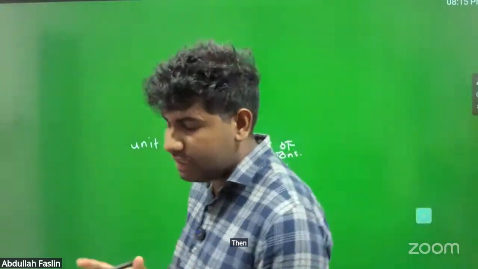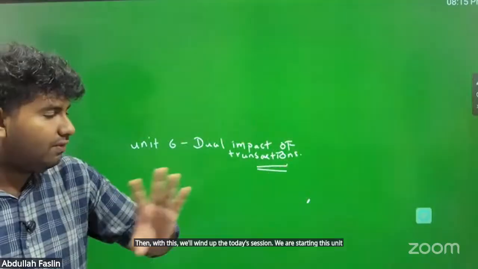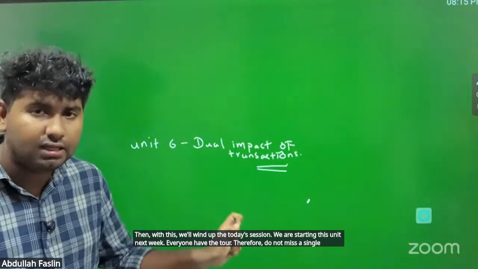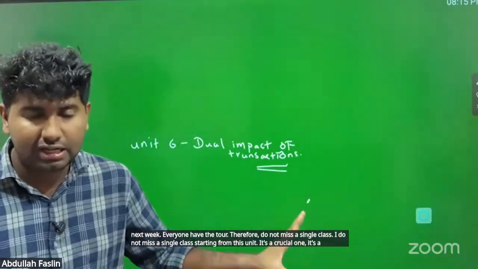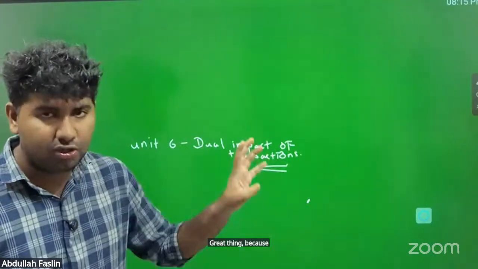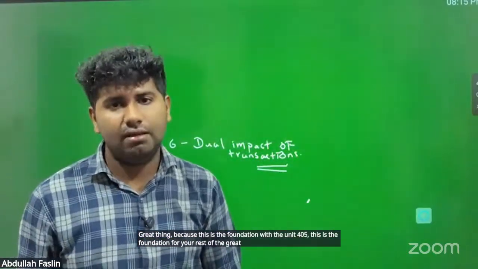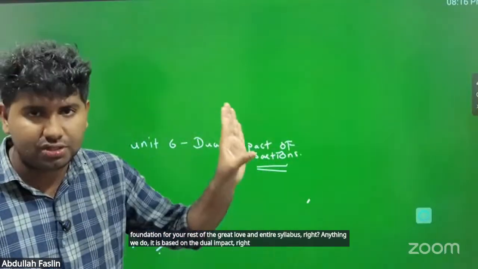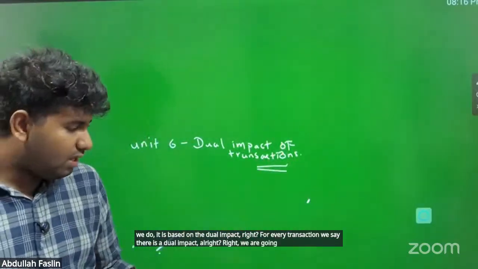Then with this, we'll wind up today's session. Everyone have the tute. Do not miss a single class starting from this unit. It's a crucial, very important one, because this is the foundation. With units 4 and 5, this is the foundation for the rest of your grade 11 entire syllabus. Anything we do is based on the dual impact. For every transaction, there is a dual impact. We are going to start it in our next week class.